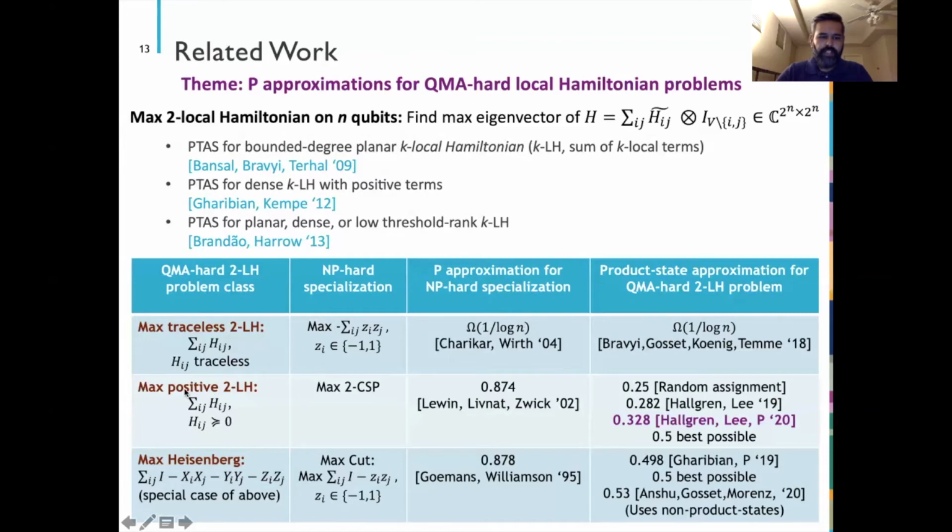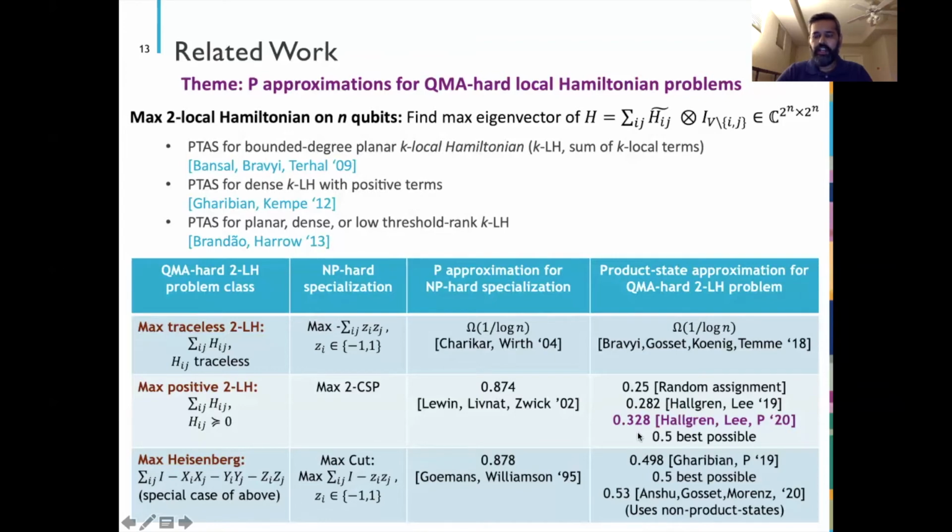For the problem we consider, which is max positive 2-local Hamiltonian, the only constraint is that each H_ij, each 4x4 matrix, has to be positive, and let's say it has to have eigenvalues between 0 and 1, where a 1 is satisfying it completely and a 0 is not satisfying it. The natural analog is MAX-2CSP. Classically, there's a 0.874 approximation. However, on the quantum side, we've only recently beaten random assignment, and in this talk, we'll give the best result known so far.